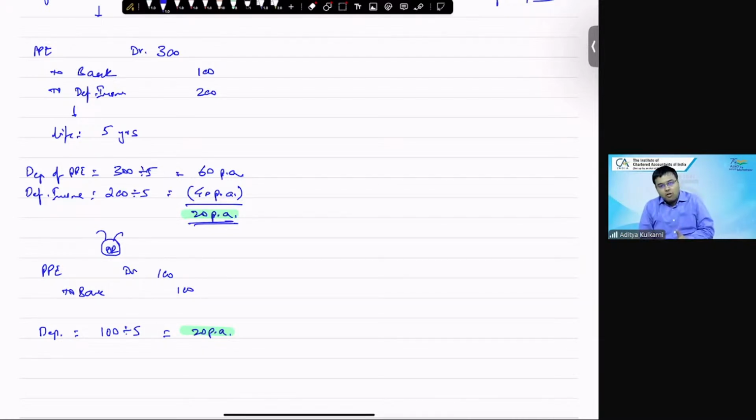So, whether you follow the gross method, where you show the asset at full value, show the government grant as deferred income, and release it in the P&L in the ratio of depreciation, or you net off the grant against the asset and show the asset at the net value and depreciate only the net value. Regardless of what you follow, the impact in the P&L is going to remain the same.